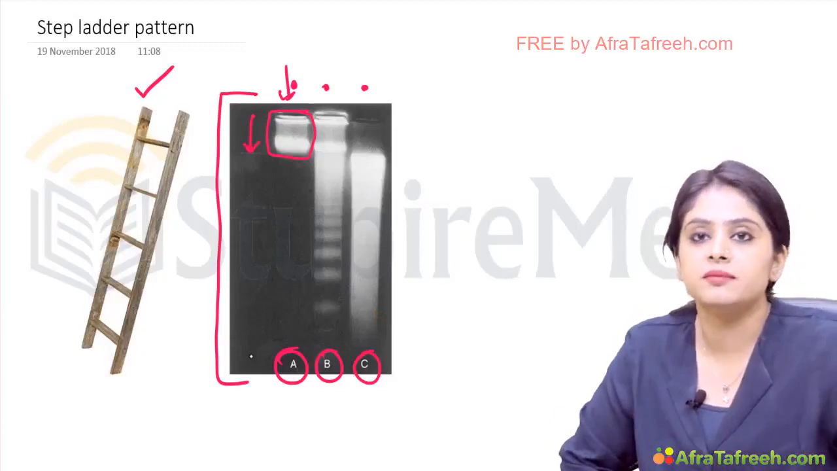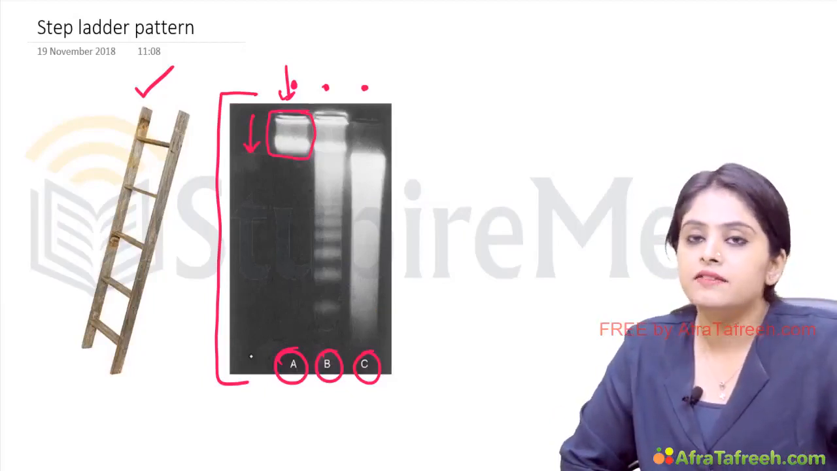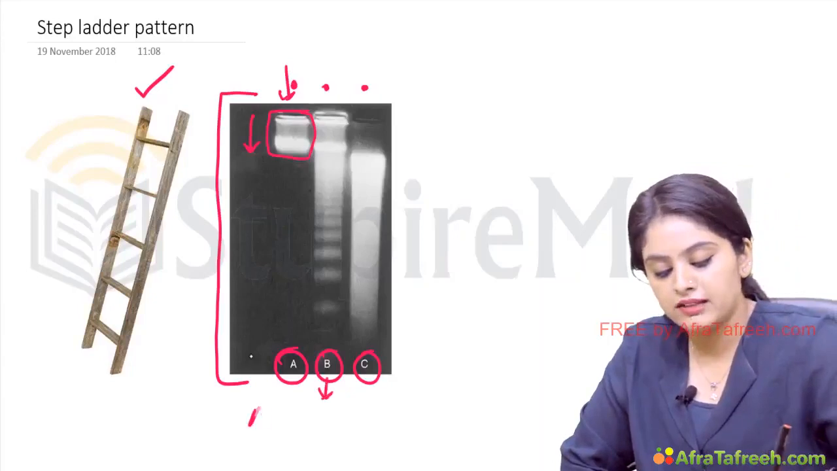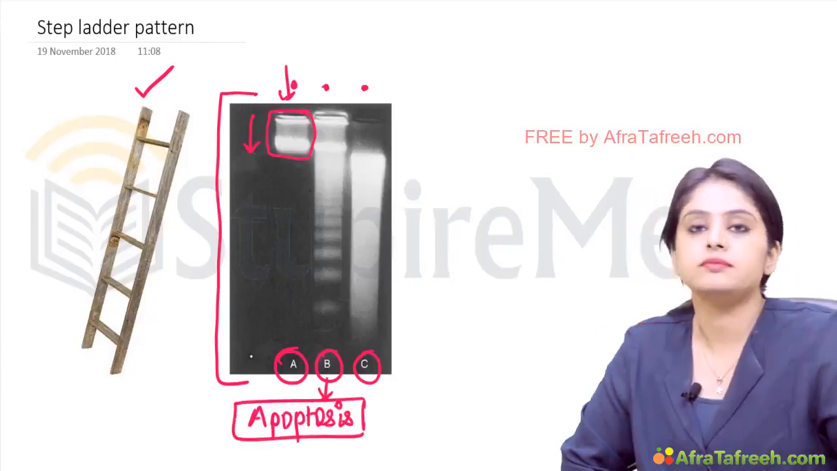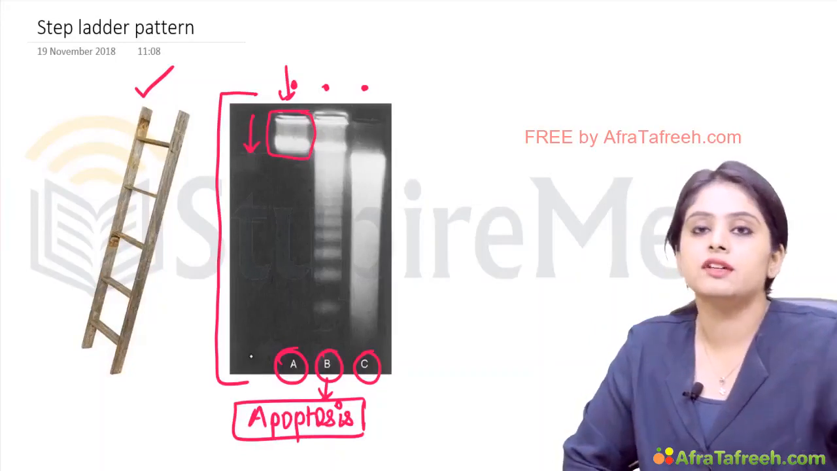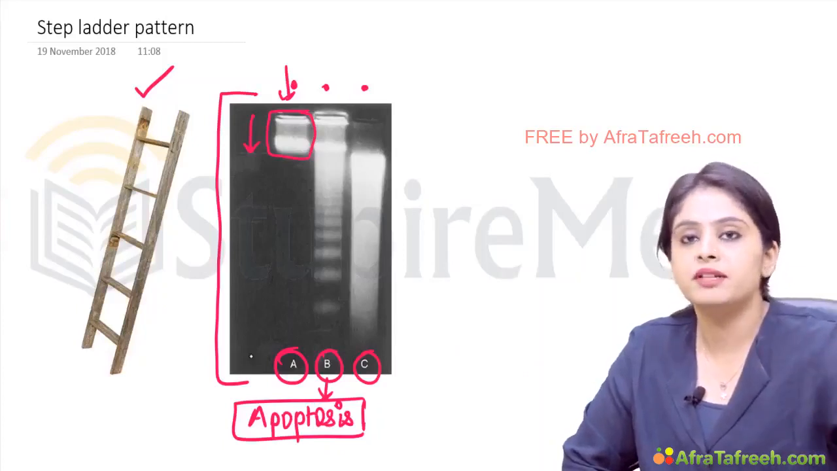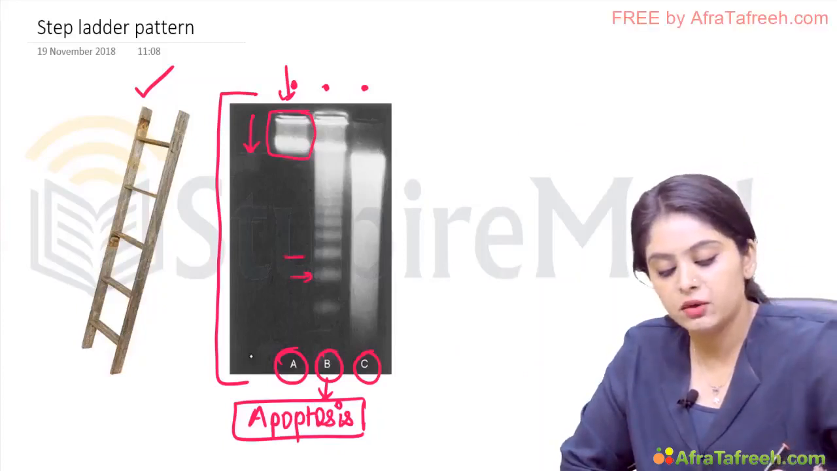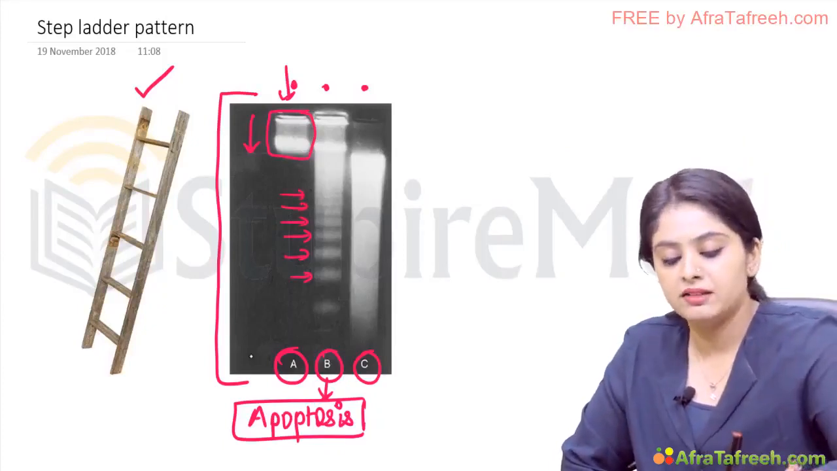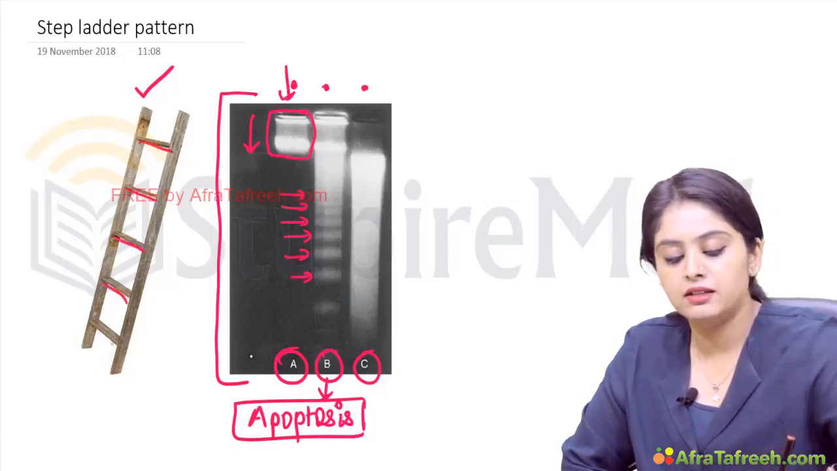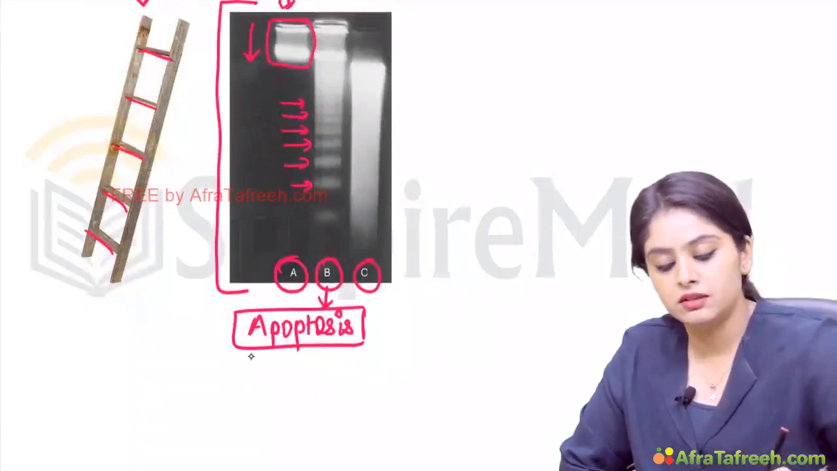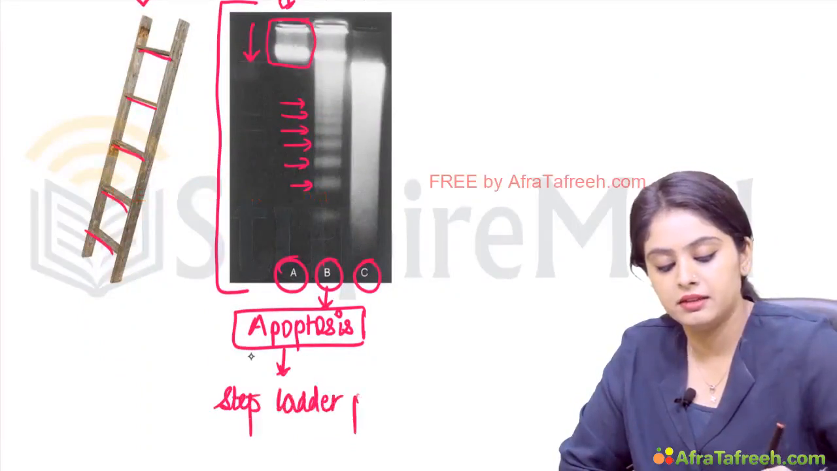On the other hand, if there is a person who has apoptosis going on in the body, a cell which is undergoing apoptosis, we just discussed, endonuclease will break the DNA in multiples of 200 base pairs. So these are the bands that we are going to get. These are bands of DNA. Such bands resemble the bands of a ladder, and this particular appearance is what we just studied as the step ladder pattern.